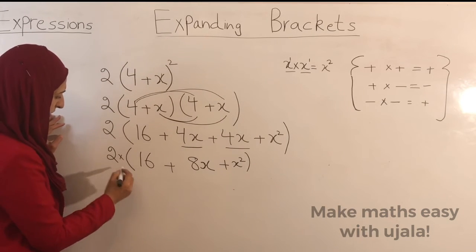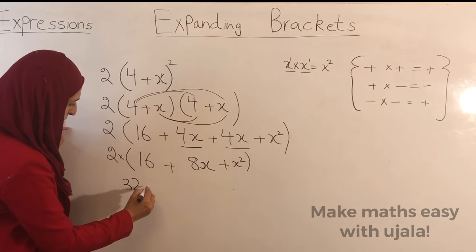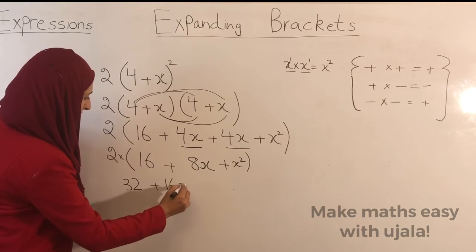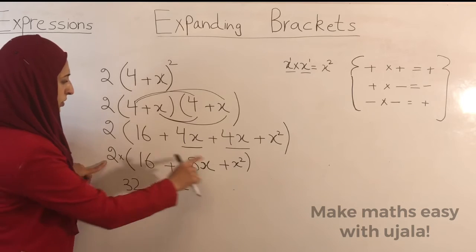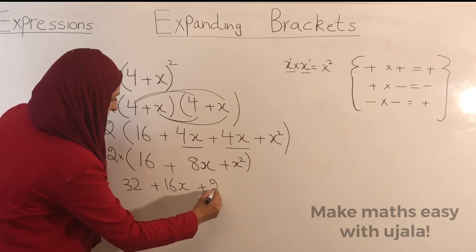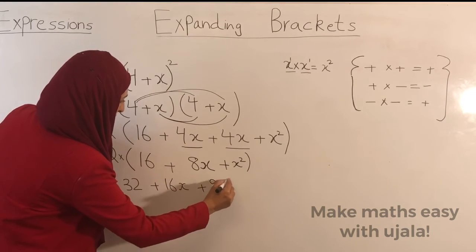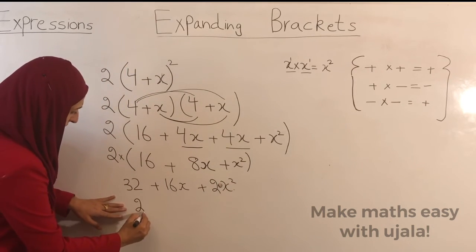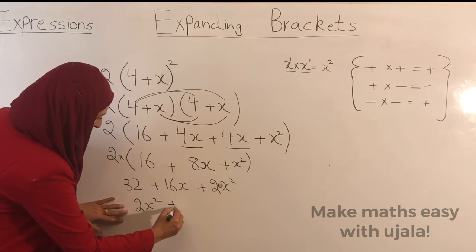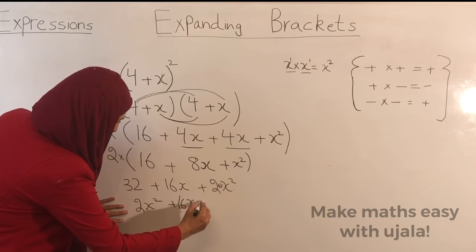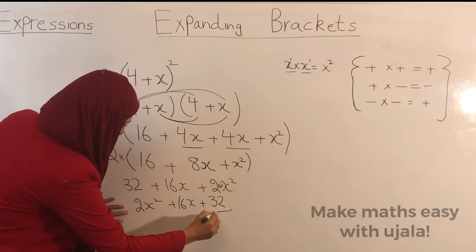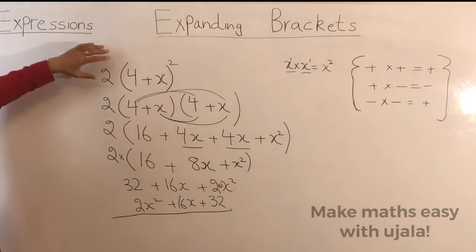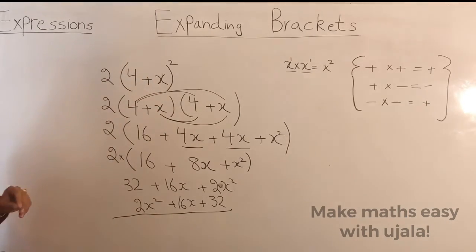So 16 times 2, that's the last step, 32, plus 8 times 2, 16, and coefficient, plus 2, x squared. And we can rearrange this equation. 2x squared plus 16x plus 32. That's the final answer. What we have done in this question, 4 plus x, don't get confused, it's a square.